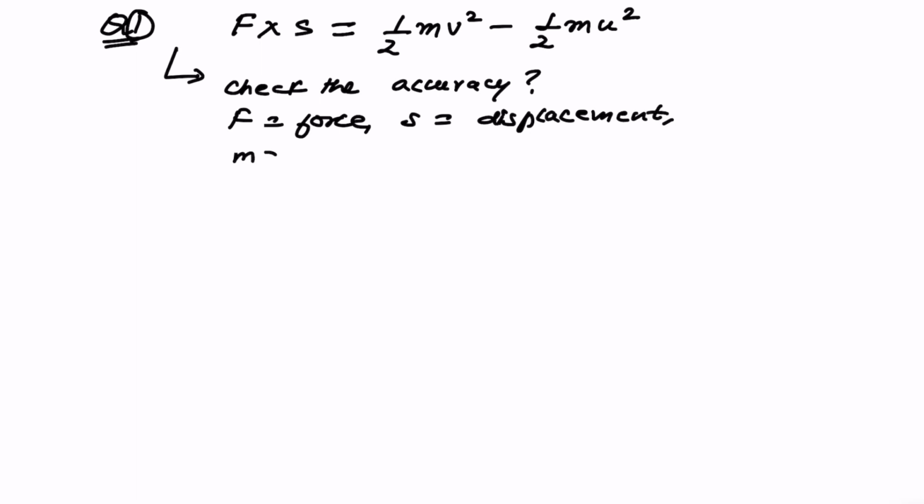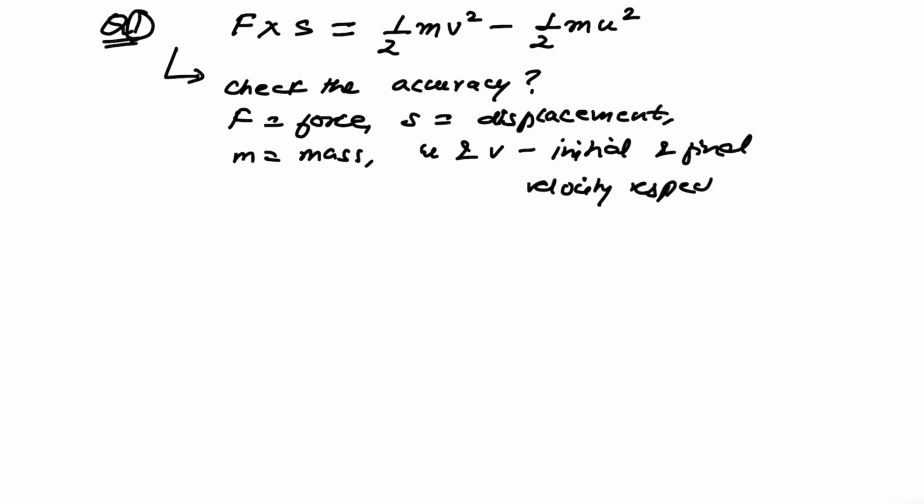M is given to us, it is the mass. And in fact, u and v are the velocities. u we know is the initial velocity and v is the final velocity, respectively. Now we have to check whether this relation is correct or not.